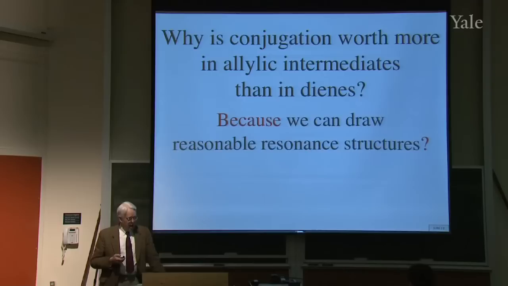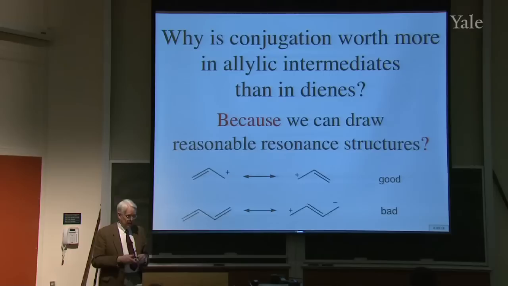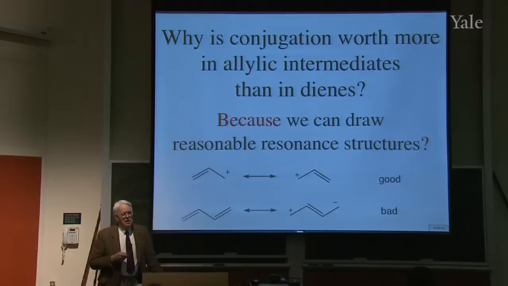One would be tempted to say it's because we can draw reasonable resonance structures in the case of an allylic intermediate. Those two at the top there are good, they're equivalent to one another. The one at the bottom is bad because we have to separate charge. But that's not really a physical theory, as we know, the resonance theory. It's a very handy thing to remind us of what really happens, but it's not what really happens. We have to look at how the orbitals interact with one another.